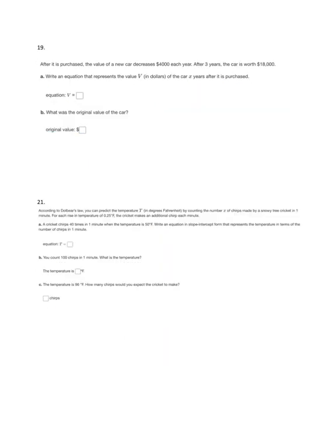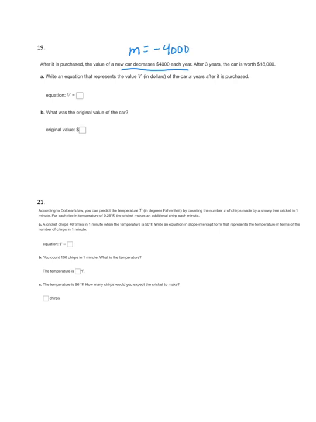All right, for this next problem, we're given that the value of a new car decreases $4,000 every year. So it decreases. So this is telling us that our slope is negative 4,000.